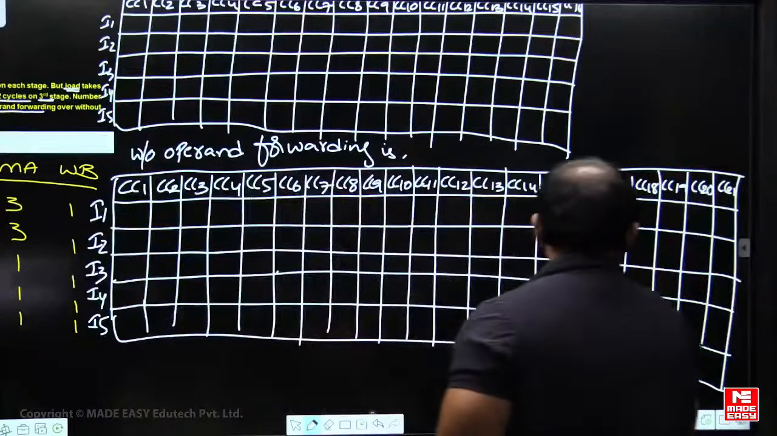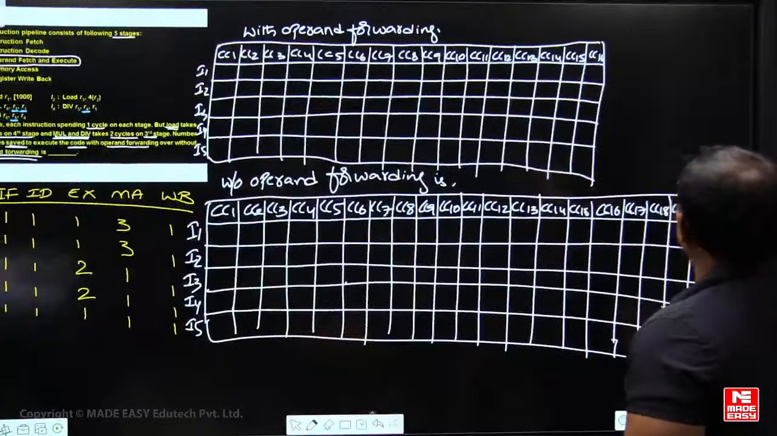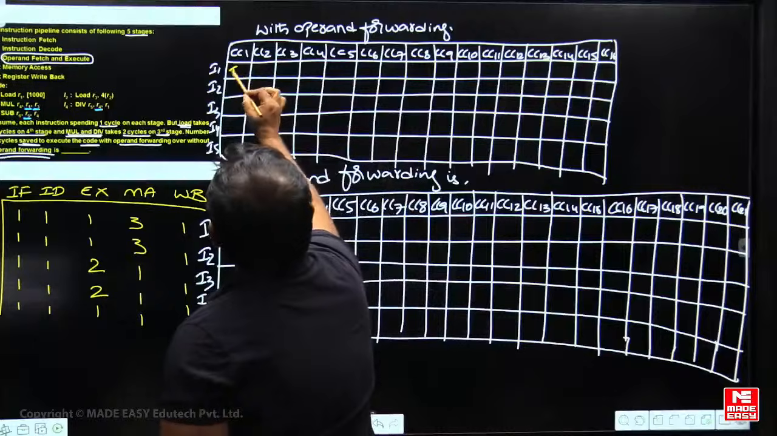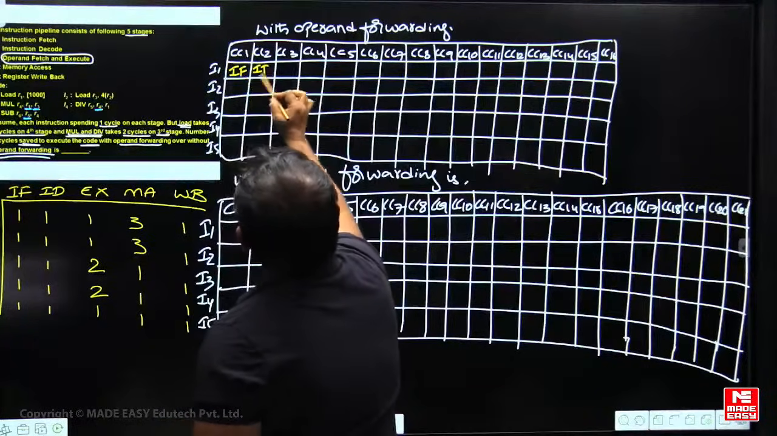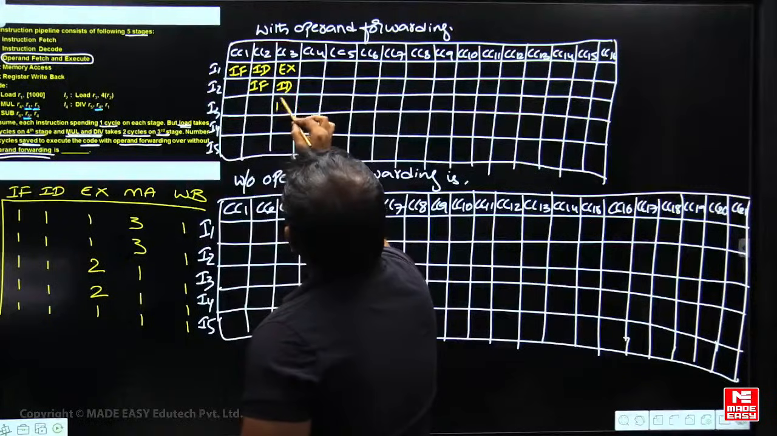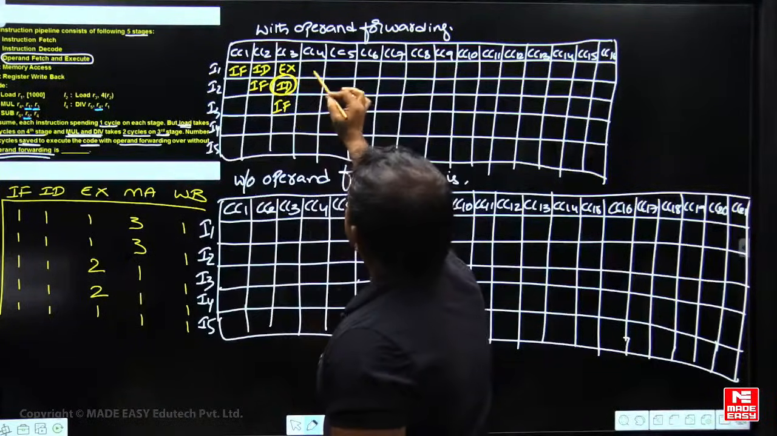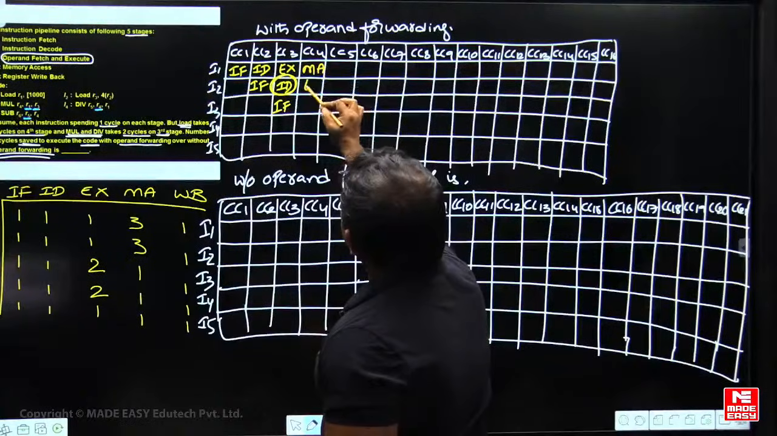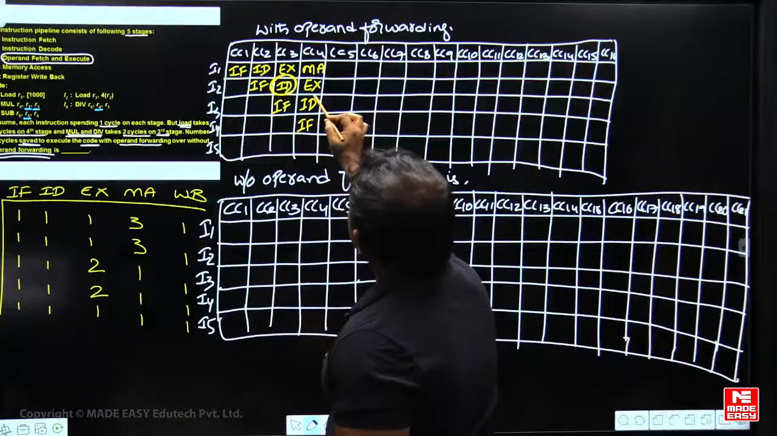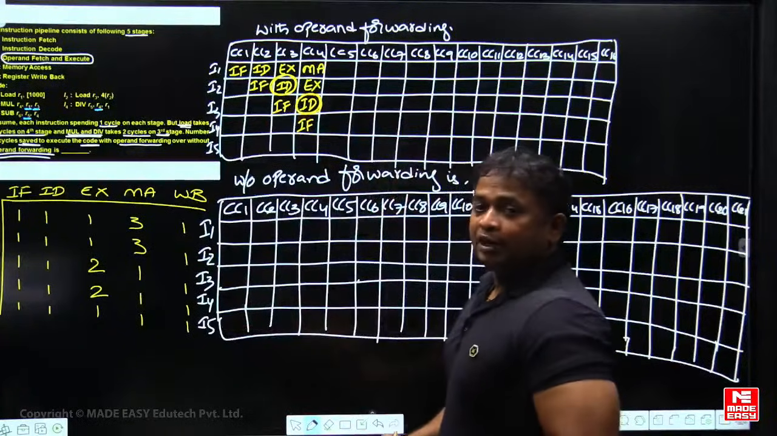So with operand forwarding, and without operand forwarding, how can we run the program? Verify. First IF, then ID, then EX. Here, Thomas law algorithm: no dependence. Then MA. Next is IF. Now Thomas law algorithm: dependent on I2, also on I1.